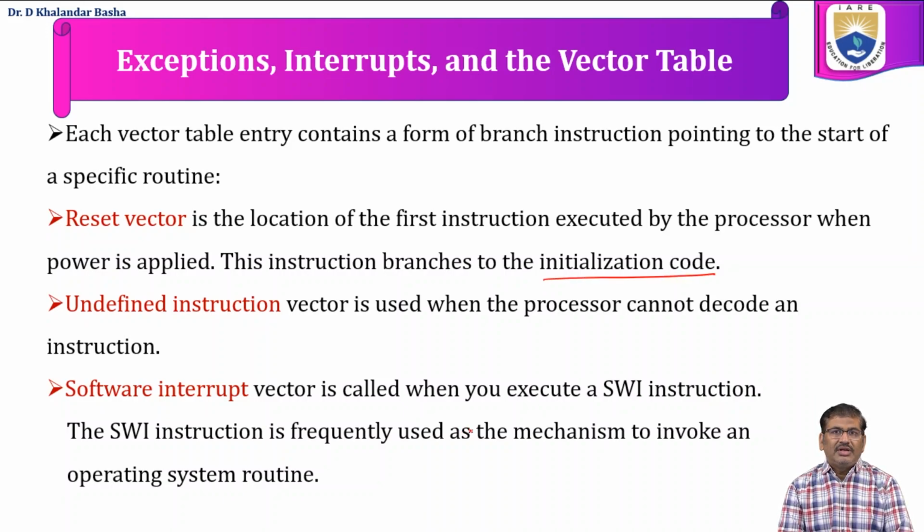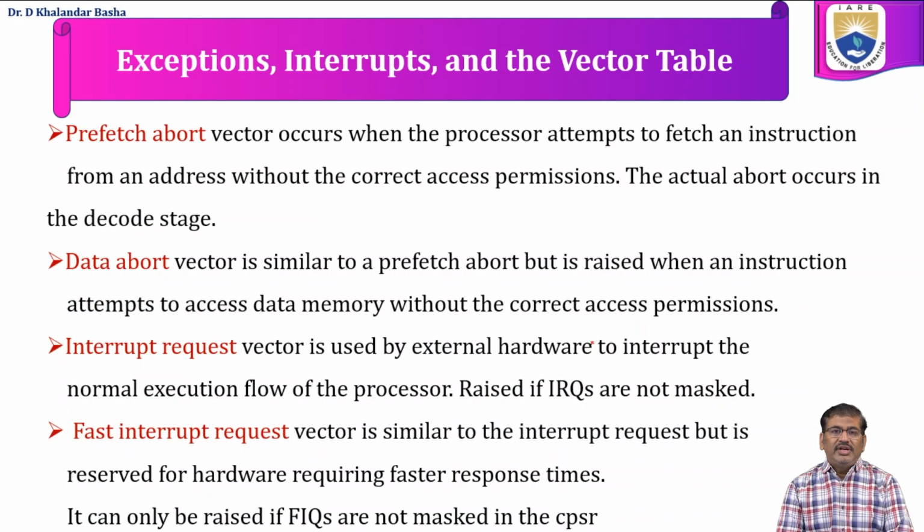Undefined instruction vector is used when the processor cannot decode an instruction. Software interrupt vector is called when we execute the SWI instruction. The SWI instruction is frequently used as the mechanism to invoke an operating system routine. Next one is prefetch abort. This vector occurs when the processor attempts to fetch an instruction from an address without the correct access permissions. The actual abort occurs in the decoding phase.